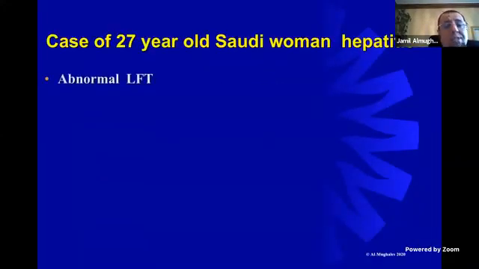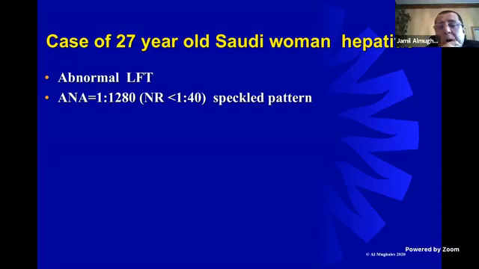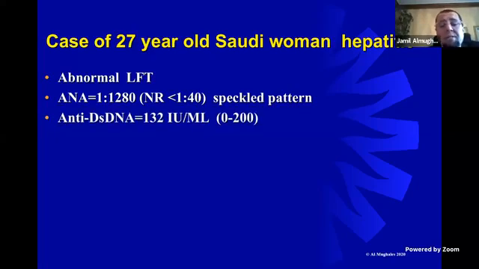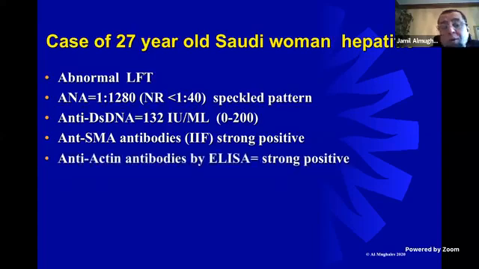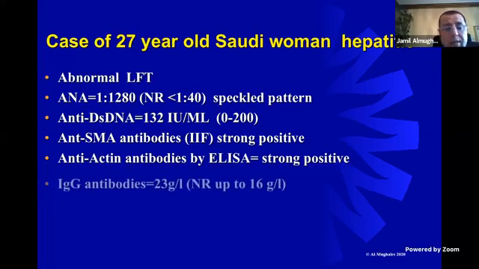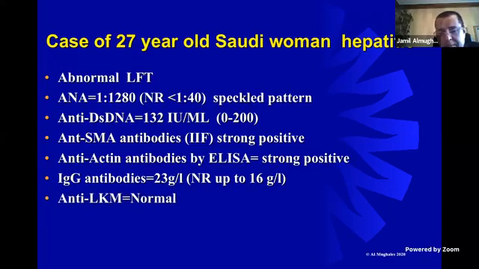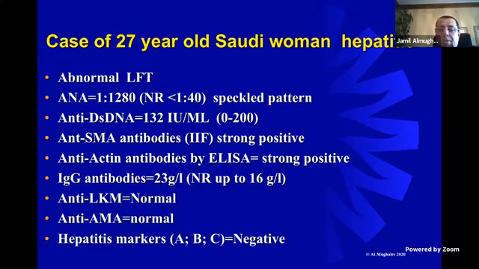Okay, this is a case of a 27-year-old Saudi woman who comes with hepatitis. She had abnormal LFT, and the antinuclear antibody was high. Anti-double-stranded DNA was normal. Anti-smooth muscle antibodies were high. Anti-actin antibodies were high. IgG was high. LKM was normal, which indicates type 1. Anti-AMA was normal, and hepatitis markers were negative.